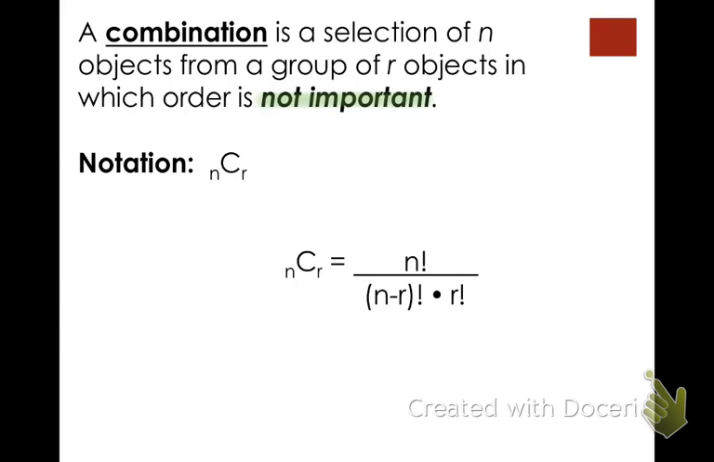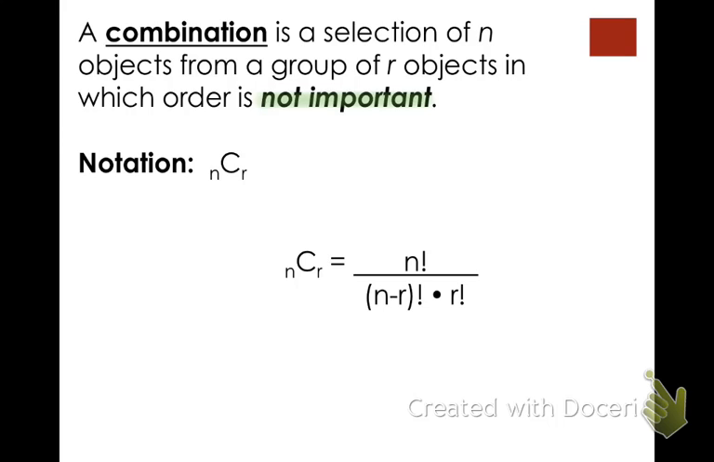An example of this would be, I have 8 markers that I can choose from. I'm going to use 4 for my project. I need to choose 4 out of the 8. It doesn't matter in which order I choose which colors. I'm just going to choose 4 different colors.